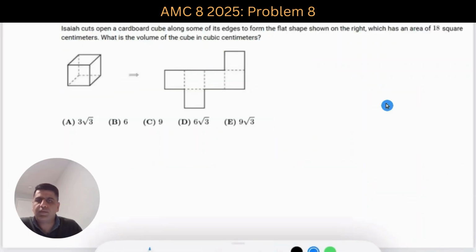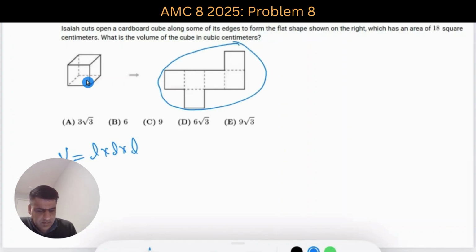So now let's look at problem 8, in which someone cuts open a cardboard cube along some of its edges to form the flat shape that is shown up here. And it has an area of 18 square centimeters. So what is the volume of the cube in cubic centimeters? So the formula for the volume of a cube is this, and we are given the area for this shape, that is 18 square centimeters.